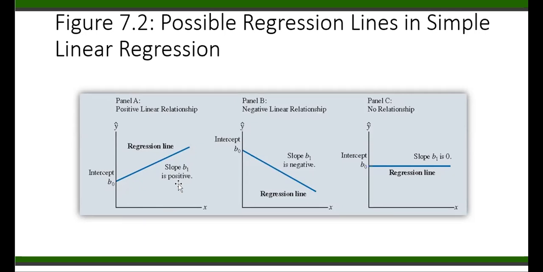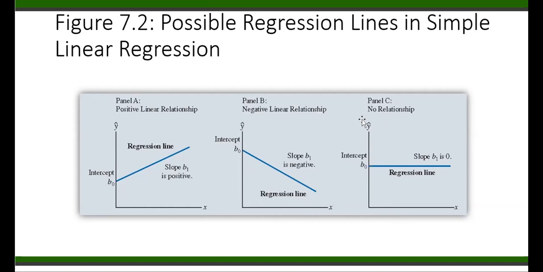So in your linear equation, if the slope is positive, it means that you have a positive relationship. If the slope is negative, it means you have a negative relationship, meaning x increases, y decreases. So they have an opposite relationship. If the slope is 0, it means that there is no linear relationship between x and y.